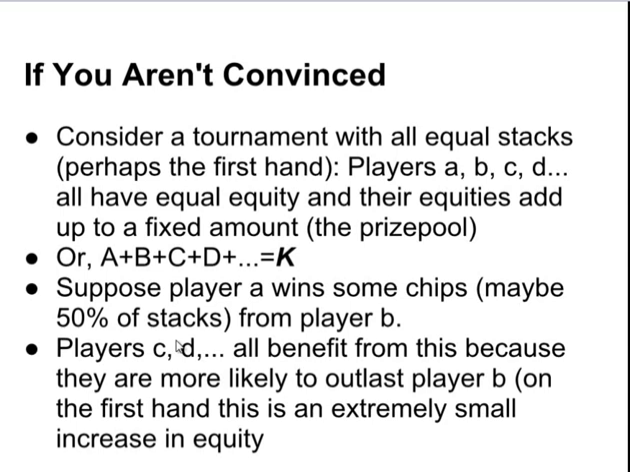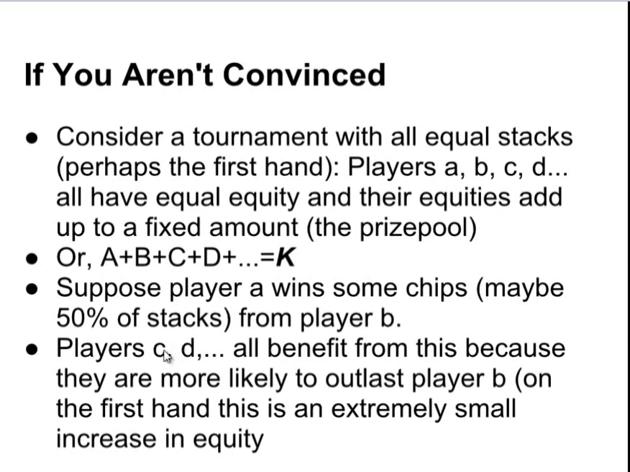The reason that players C, D, E, the players that weren't involved in the hand, all benefit from this is that they all now have more chips than player B, and they're more likely to outlast him. And remember that in a tournament, only 15 to 25% of the prize pool goes to the player that finished first, and the remainder goes to players that actually end up with 0 chips but outlast other players. So outlasting players is as important a goal in tournaments as accumulating chips. And when a player becomes short stacked, you're more likely to outlast that player.